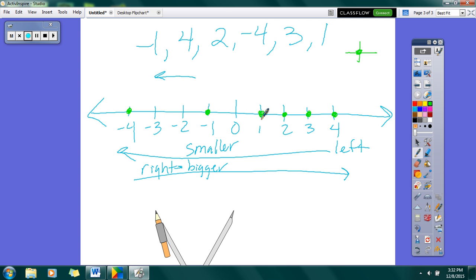Okay? So now I'm going to look at these numbers, and I'm going to say which ones are opposites. As you can see, from 1 to -1, there is the same distance of 1 unit from 0. And from 4 to -4, there is also the same distance from 0. So those are both sets of opposites. Okay? Let's look at another question.